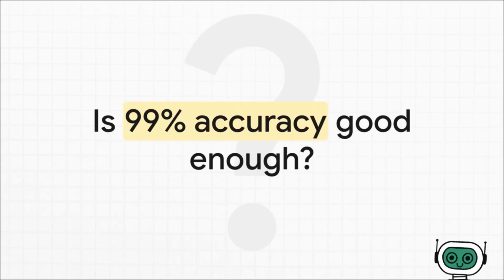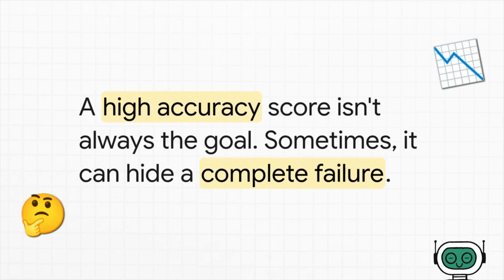So, picture this. You've just trained a model, and the dashboard is glowing. 99% accuracy. That's fantastic, right? Time to ship it. But what if I told you that number might be hiding a massive failure? By the end of this, you're going to understand exactly why high accuracy can be misleading and, more importantly, how to pick the right metric for the job.